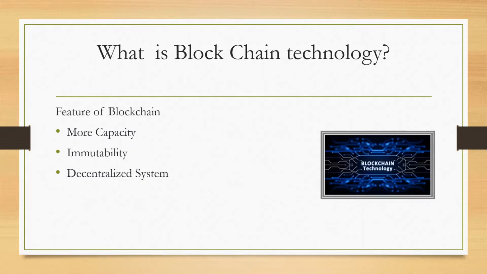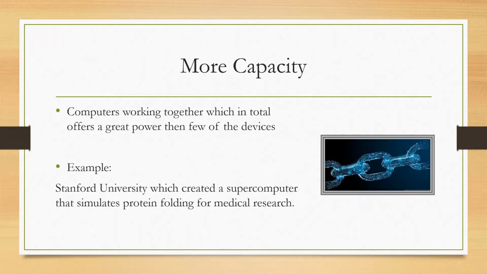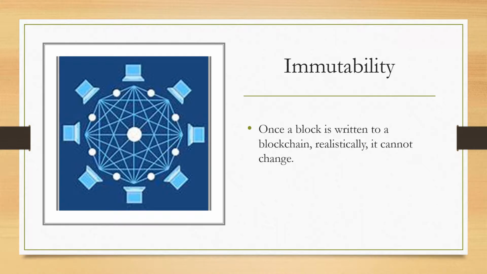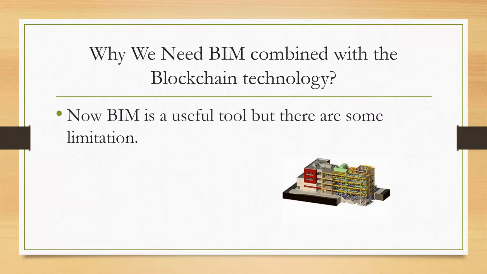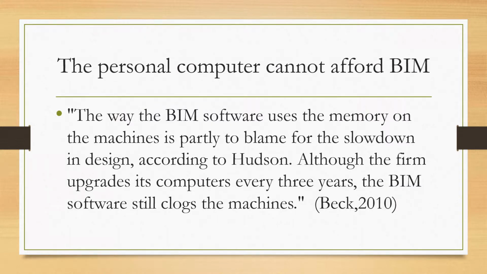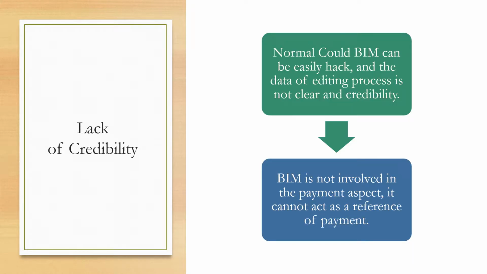After a brief explanation of what blockchain is, there are many key features of blockchain technology. Firstly, more capacity. Secondly, immutability. Thirdly, the decentralized system. And now, here comes the second question. Why do we need BIM combined with blockchain technology? The first limitation is that the personal computer cannot afford BIM because BIM software uses a lot of memory on the machine. Furthermore, lack of credibility is the next limitation of BIM nowadays.